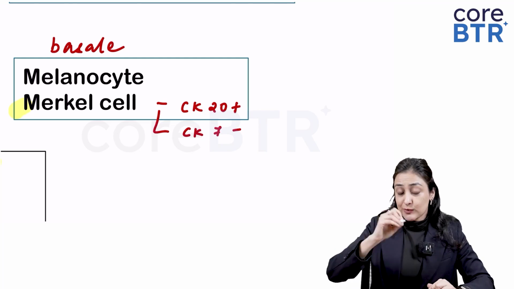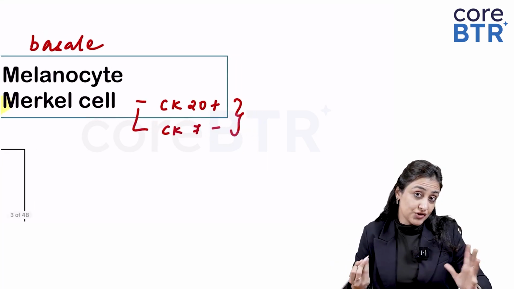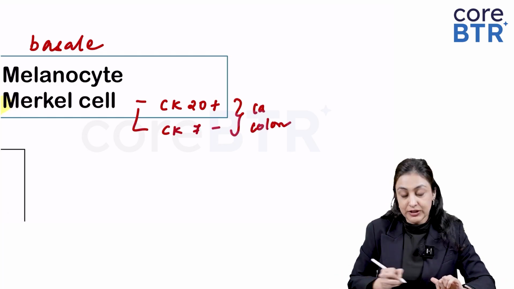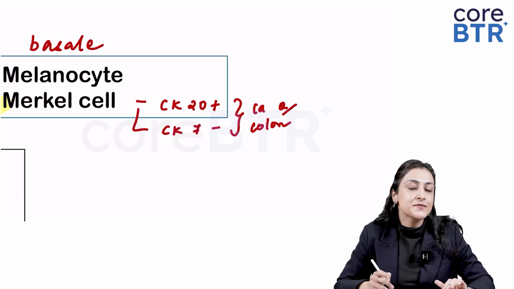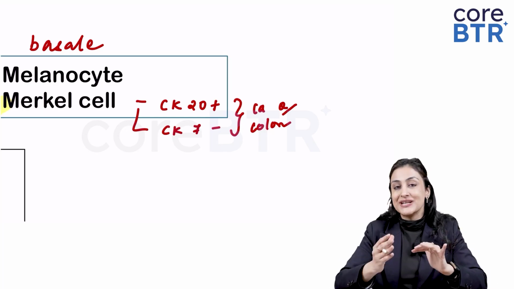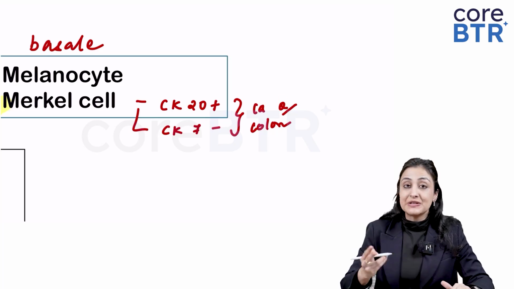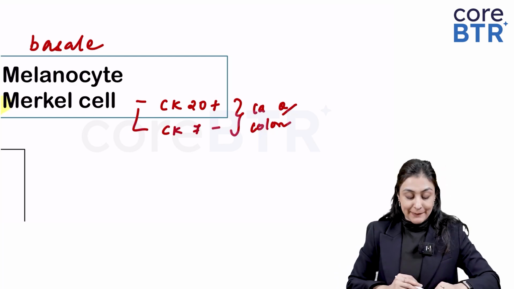This is not important, but what is important is that just like Merkel cell, we also have carcinoma colon. So carcinoma colon has been asked, where there were liver mets. When we did a biopsy of liver mets, it showed CK20 positivity, CK7 negativity. So what is the primary? It's carcinoma colon, okay? So this is about Merkel and melanocyte.